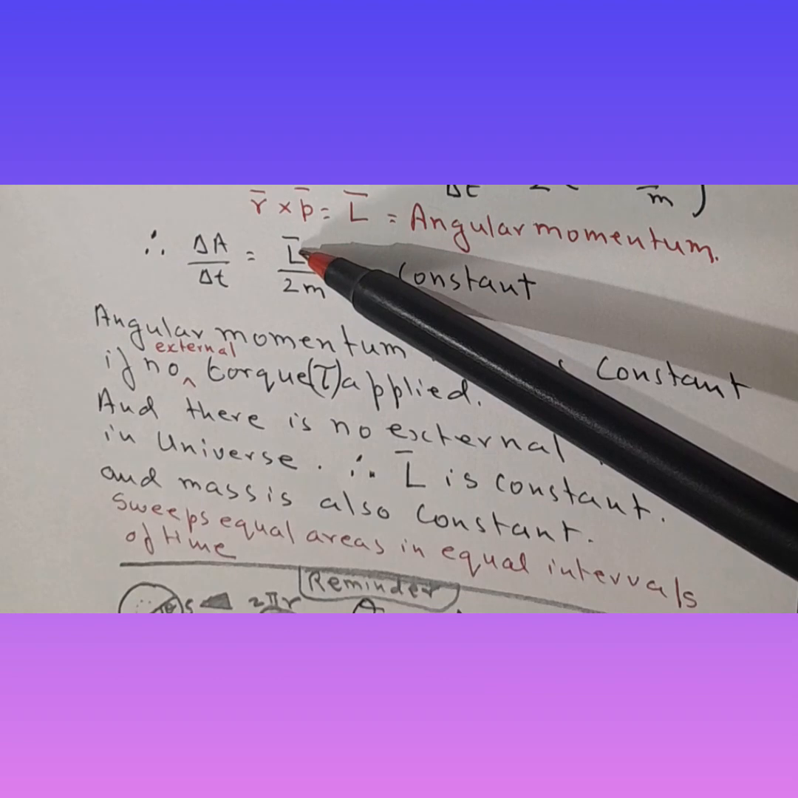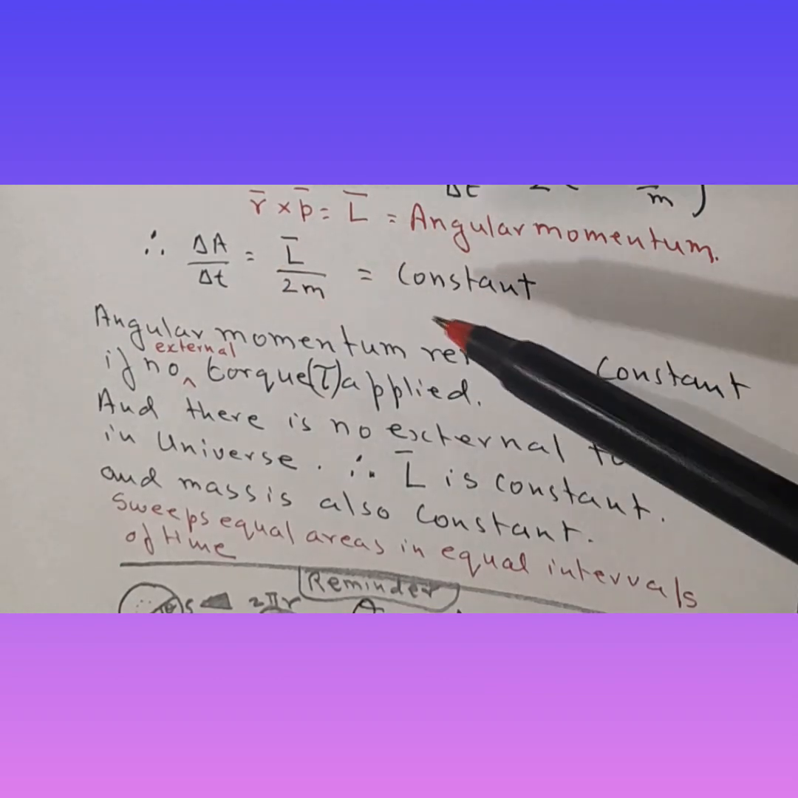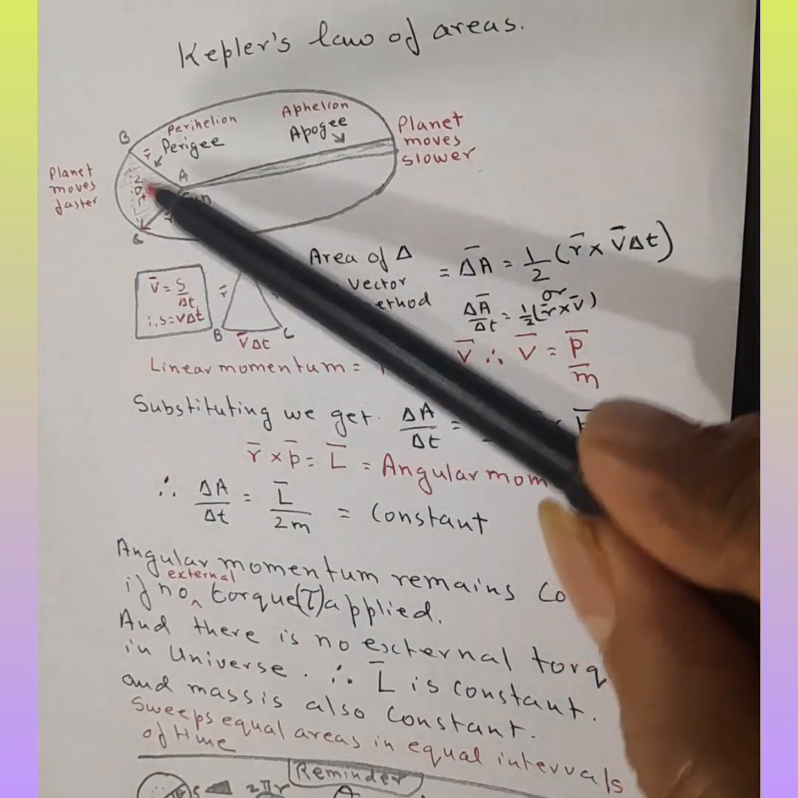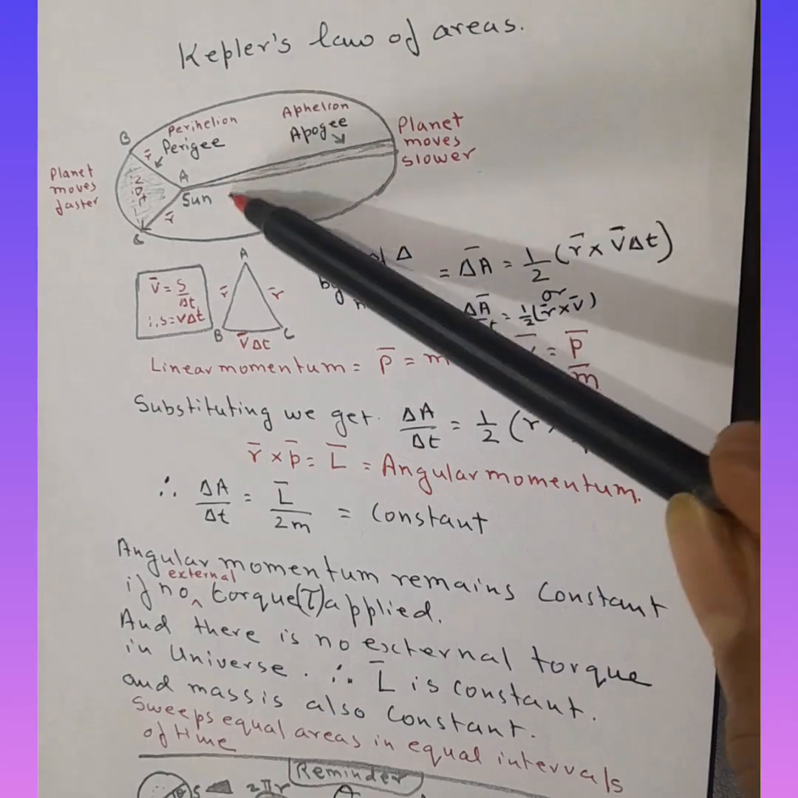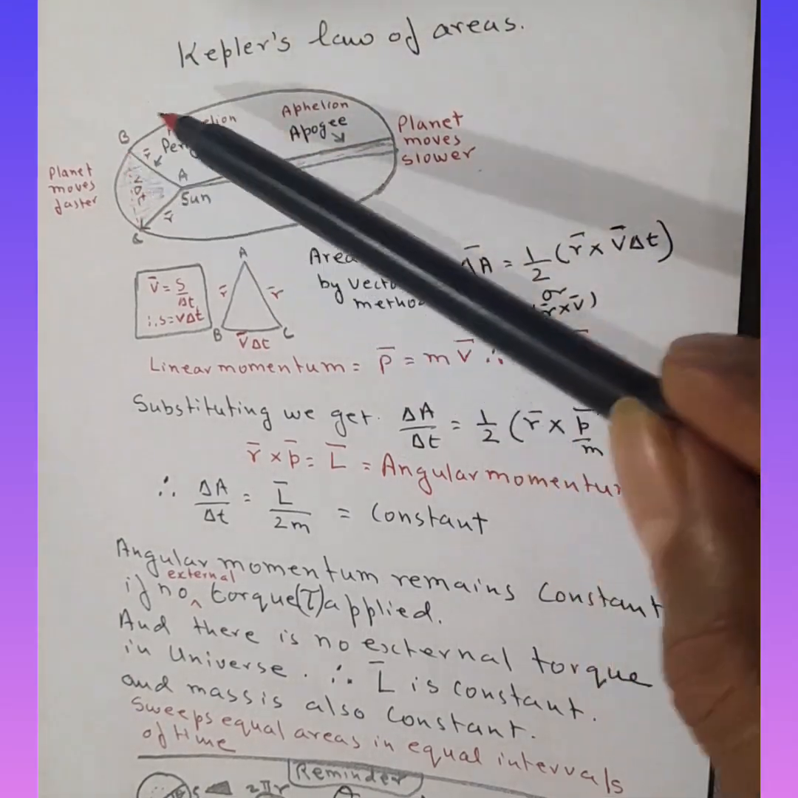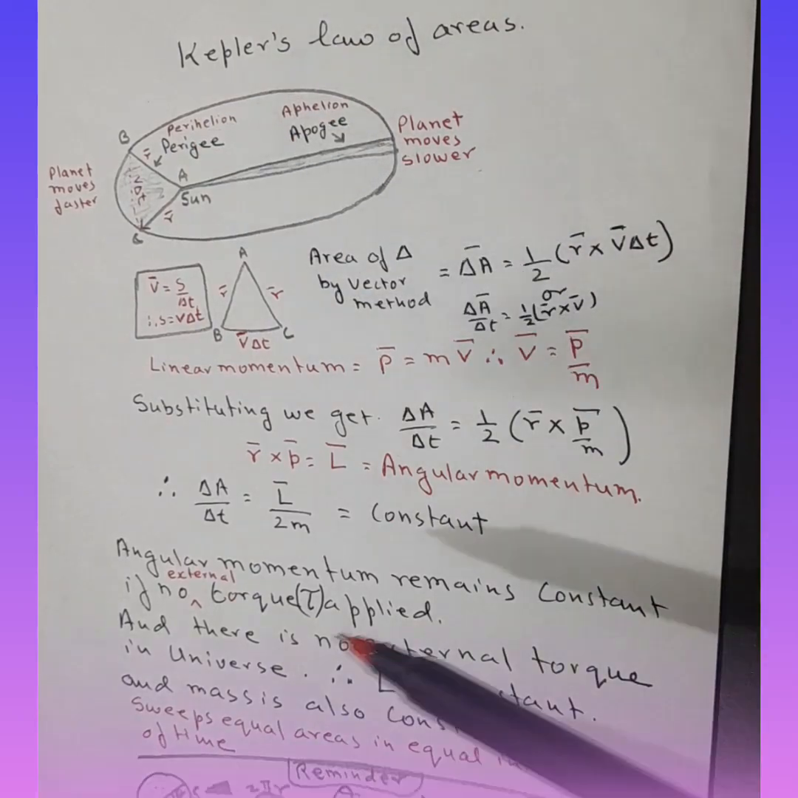So L over 2M is also constant. So anywhere in the ellipse, the areal velocity would be constant throughout. Any sector you choose. Alright.